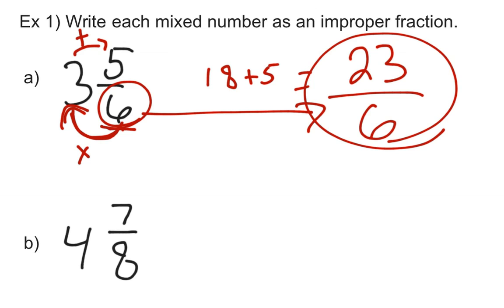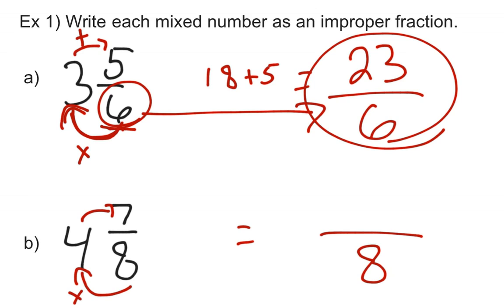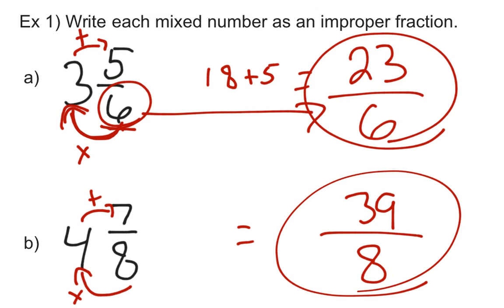Okay, hopefully you're back. Let's compare what you did with what I'm going to do. The one thing I can do right away is bring over this 8, the denominator, because I know it's not going to change. Then work in a clockwise manner, so we do times first. 8 times 4 is 32. And then I add on that 7. So 32 plus 7 gives me 39. And there is your improper fraction.